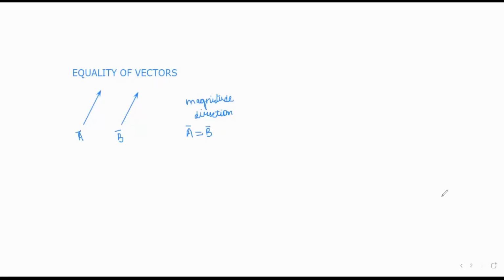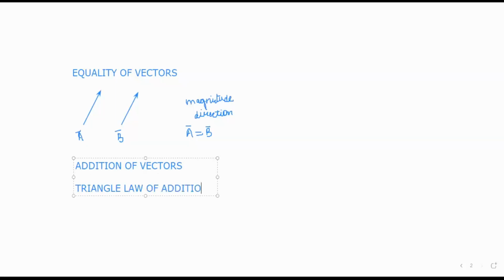Then coming to the next topic, the unit operations of the vectors. As we discussed, the operations of scalars are simply the rules of ordinary algebra. But with vectors this is not the case, because here we are dealing with directions also. So let's introduce the topic, addition of vectors. Here we are going to discuss two very important laws. First is the triangle law of addition, and the second is the parallelogram law of addition.